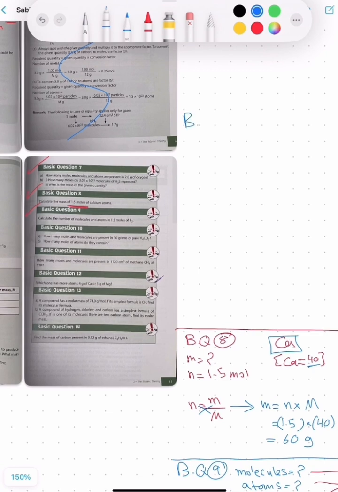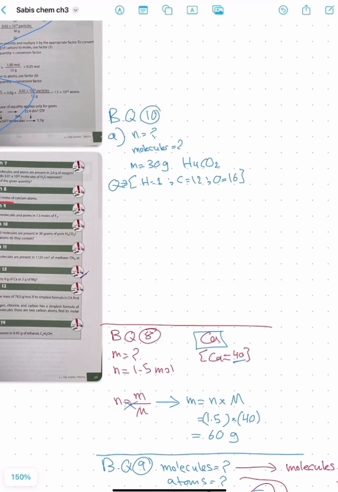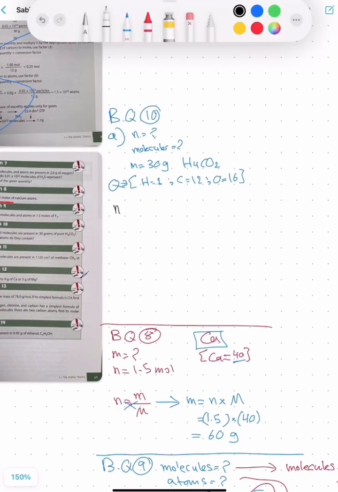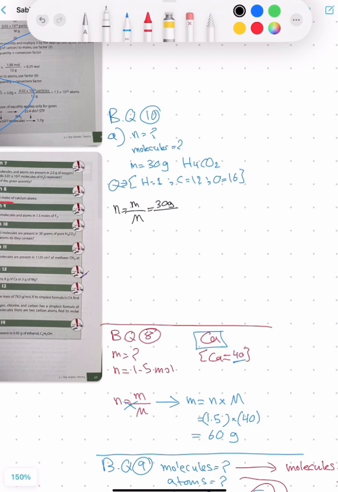Let's do basic question 10. Basic question 10a. How many moles, number of moles are unknown, molecules again unknown, are present if we have 30 grams, meaning the mass is 30 grams of the substance H4CO2, and the question will give you the atomic mass of hydrogen 1, carbon 12, oxygen 16. The question will give you this. How would you calculate it? Number of moles is equal to mass over molar mass. How much is mass? 30 grams over. How much is molar mass?